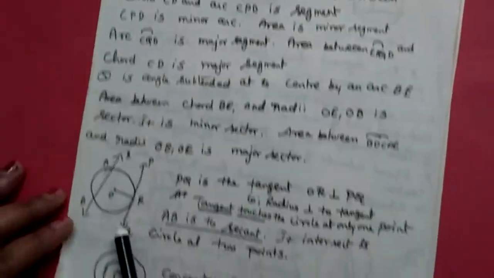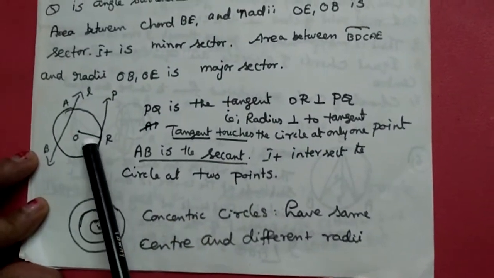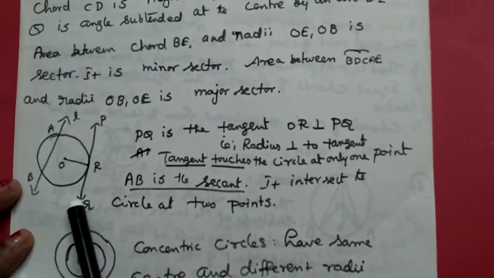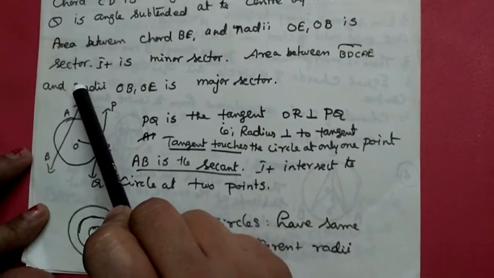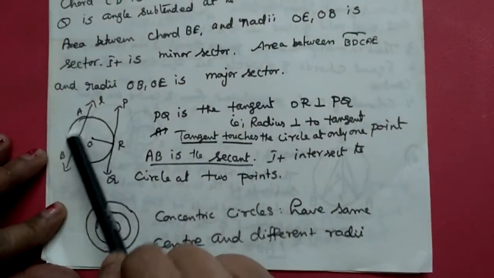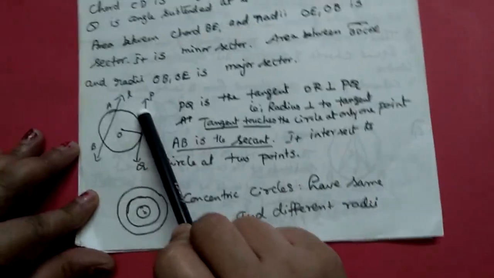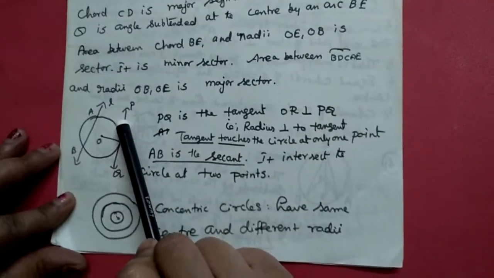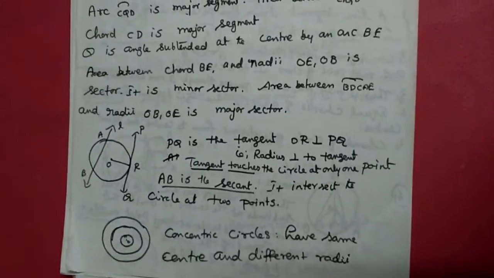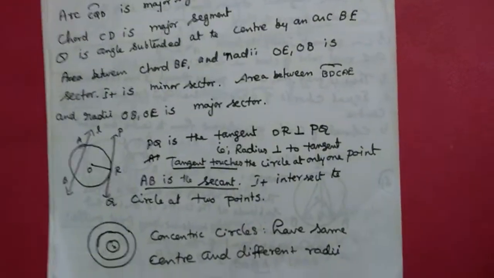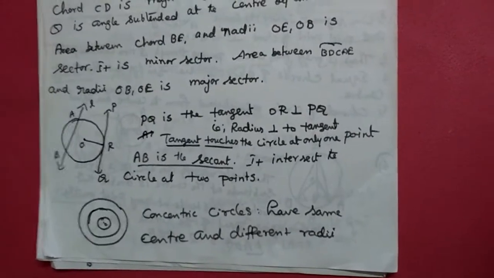Okay, now coming to this figure, here this is the tangent. A tangent touches the circle in only one point. Always the radius is perpendicular to the tangent. And this is the secant. It intersects the circle in 2 points, A and B. It is a line. This is also a line. You know the definition of line, line segment and ray. A line has no end point. A line segment has two end points. A ray has only one end point.